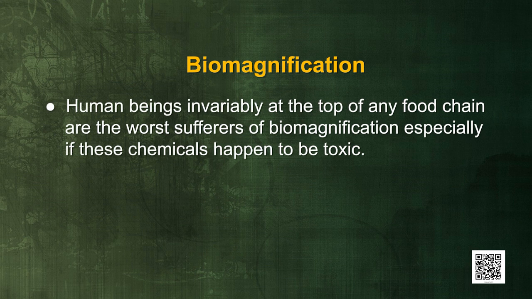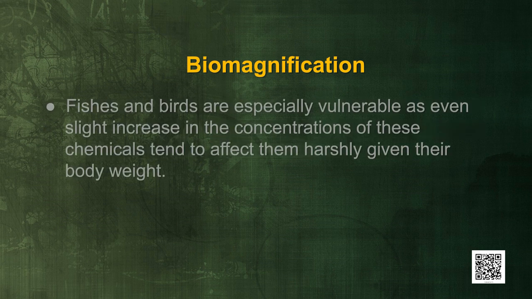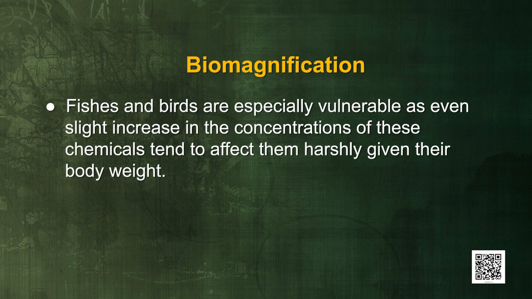Human beings, invariably at the top of any food chain, are the worst sufferers of biomagnification, especially if these chemicals happen to be toxic. Fishes and birds are especially vulnerable, as even a slight increase in the concentration of these chemicals tends to affect them harshly given their body weight. The other issue is of ozone layer depletion.